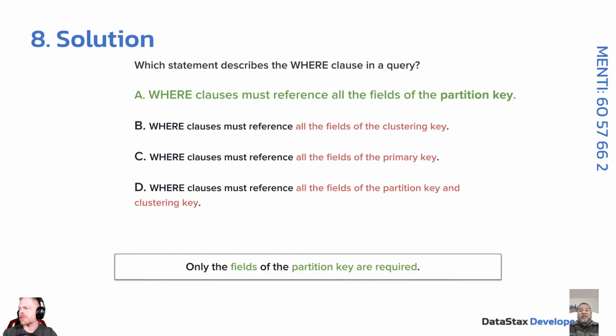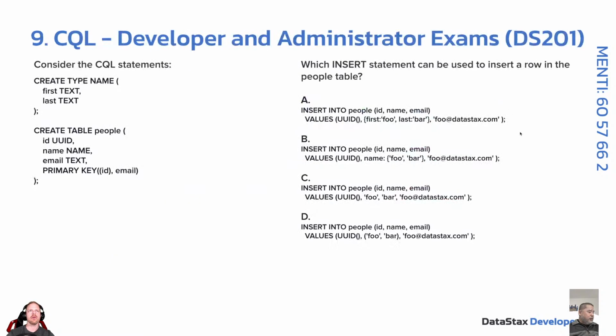Yeah, John Paul, yes, clustering key is optional. So the partition key is the only required portion of your primary key. Clustering keys are used for either ordering or uniqueness, and they are in fact optional. You do not need to have one. All right, let's move on to question 9.